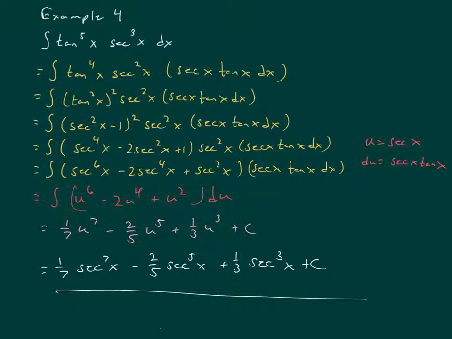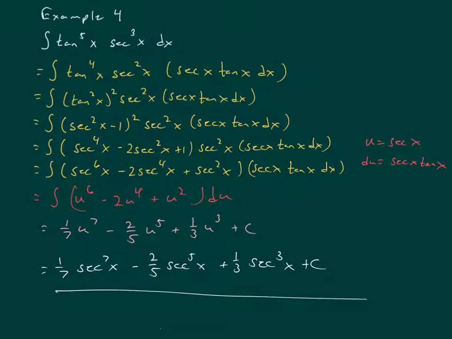I have to multiply that out. When I multiply that out, that will become the integral of secant to the fourth x minus 2 secant squared x plus 1 times the secant squared x times the secant x tan x dx. And when I distribute that secant squared inside, I will get the integral of secant to the sixth x minus 2 secant to the fourth x plus secant squared x times that secant x tan x dx.